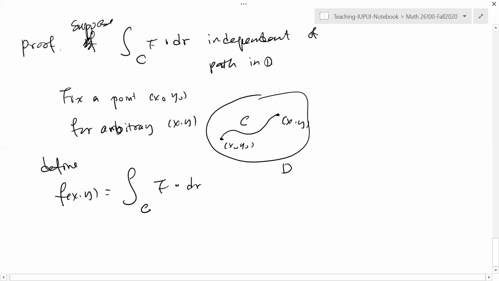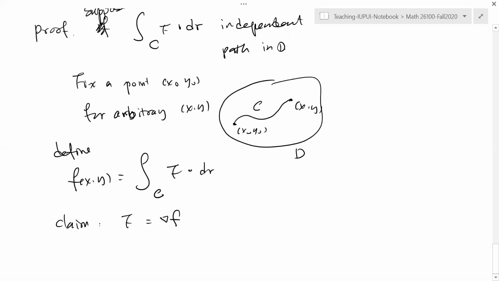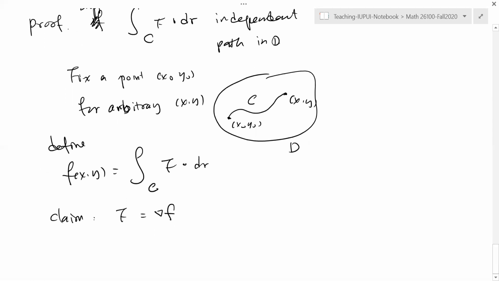We claim that F is the gradient of this function, and that's the key idea. That's how you construct it. I'm not going to give the details of the proof, but you understand how we get to the function.